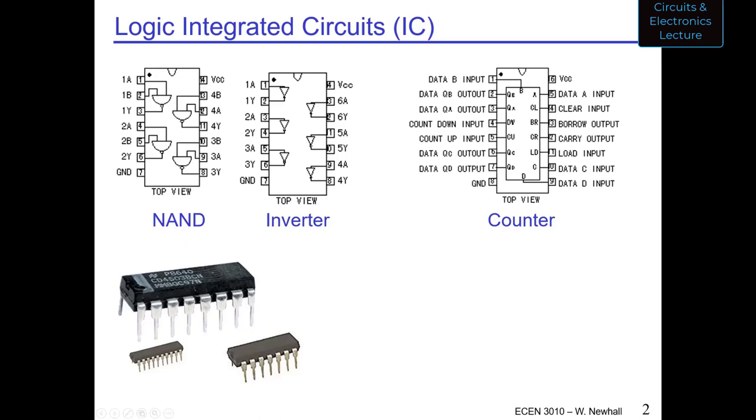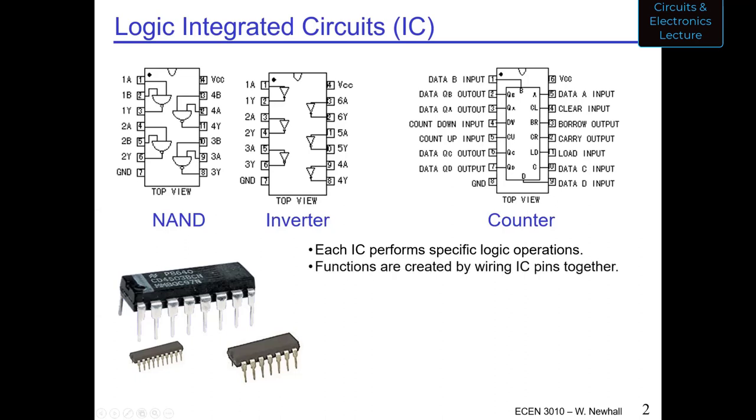We're not going to dig into counters too much, but I wanted to mention them because it's another kind of logic and something you might run into. With combinatorial logic or sequential logic, each integrated circuit performs specific logic operations, and you put these operations together using wires. If you want an inverter connected to an AND gate, then you connect them with a wire.